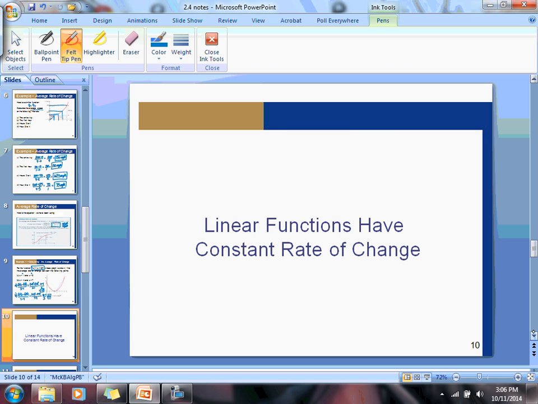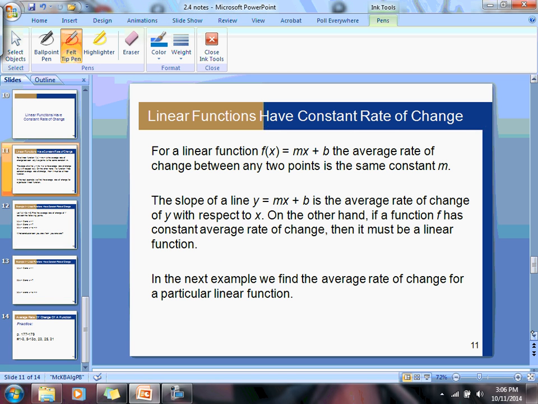Now, linear functions can also have a constant rate, and that's what you're more familiar with in terms of slope, where you have y equals mx plus b, or f of x equals mx plus b. So in our next example, we're going to find the average rate of change for a certain linear function. So anytime you have a linear function and your slope is constant, or your rate of change is constant, that's your slope.